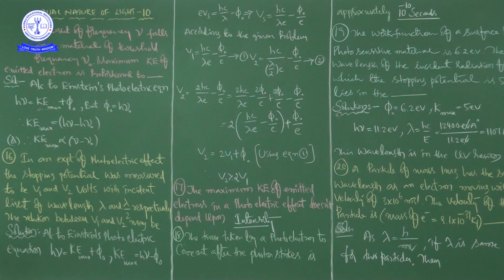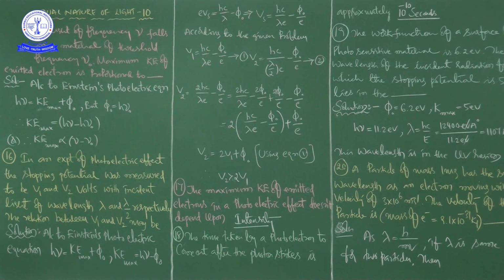The maximum kinetic energy of emitted electrons in a photoelectric effect does not depend upon. Okay, they have given four options. The options will be intensity, work function, wavelength, frequency. So the options are intensity, work function, wavelength and frequency.